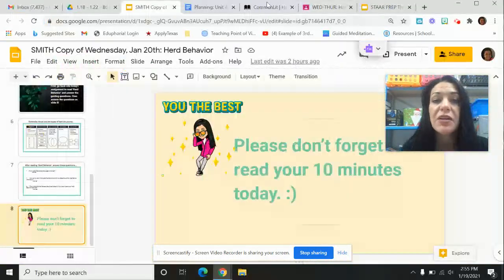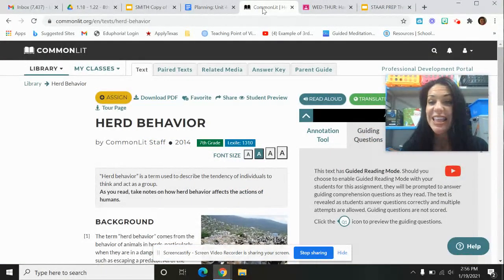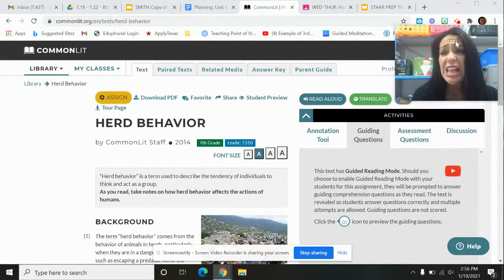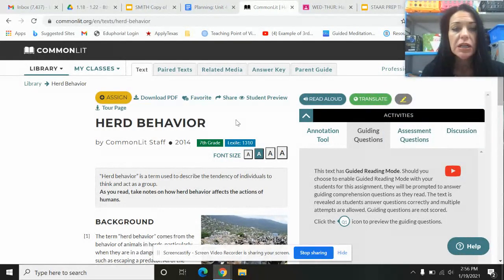Don't go anywhere. All right, when you click on CommonLit, it's gonna look like this. And I love it. Okay, so a couple things. And again, it says herd behavior, like, that was good. Not like you heard it. So what we're going to do is you're going to go through the guided questions, and what it's going to do, I turn it on, and that means that when you guys are going along and if you need to, click on the read aloud and it will read it for you.